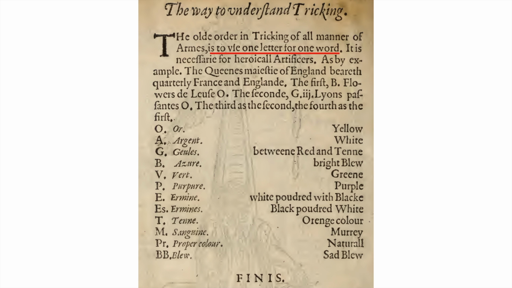It is necessary for heroical artificers, as by example, the Queen's Majesty of England beareth quarterly France and England. The first azure, which is what the B represents, flowers de luce, O, or the second jewels, 3 lions, passant, or the third is the second, the fourth as the first. Pay attention to the example given.